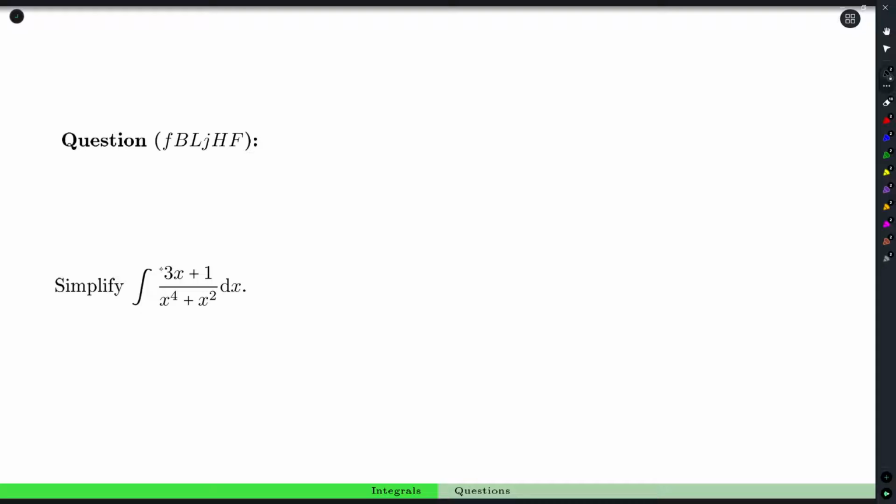Simplify the indefinite integral of (3x + 1) over (x^4 + x^2). We're going to jump right in and set up a partial fraction decomposition. The first thing we do is factor the denominator. I can see an x squared factor can come out of both, and that'll leave me with x squared plus 1. Can we factor this further?